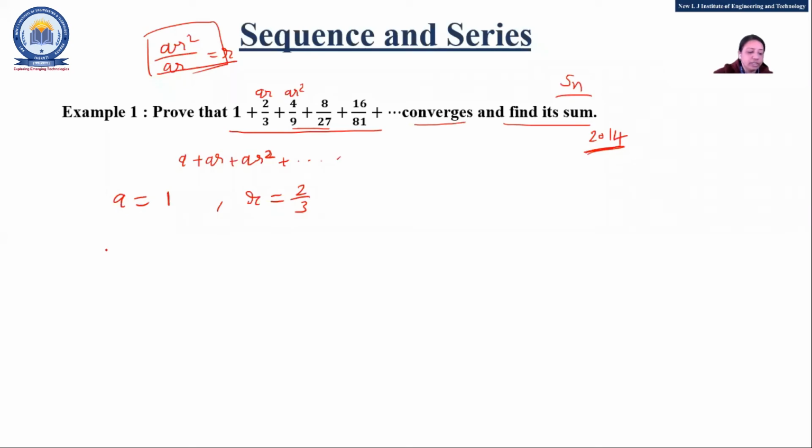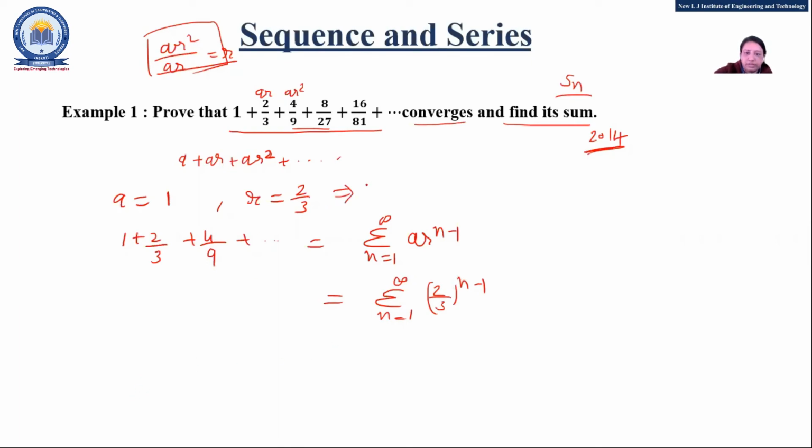Now the next thing is what? We need to decide, right? So this is 1 plus 2 by 3 plus 4 by 9 equal to sigma n equal to 1 to infinity of a r raised to n minus 1. Now a will be 1, r is 2 by 3 raised to n minus 1. So what is mod r? What can you say of mod r? Is it less than 1 or greater than 1? It is less than 1, right?